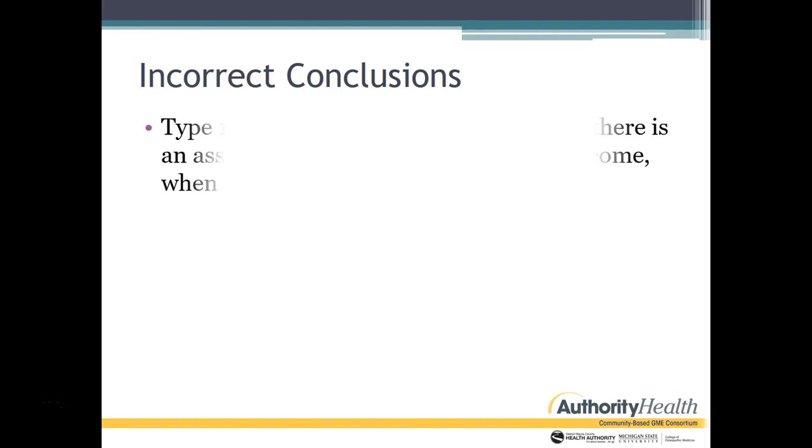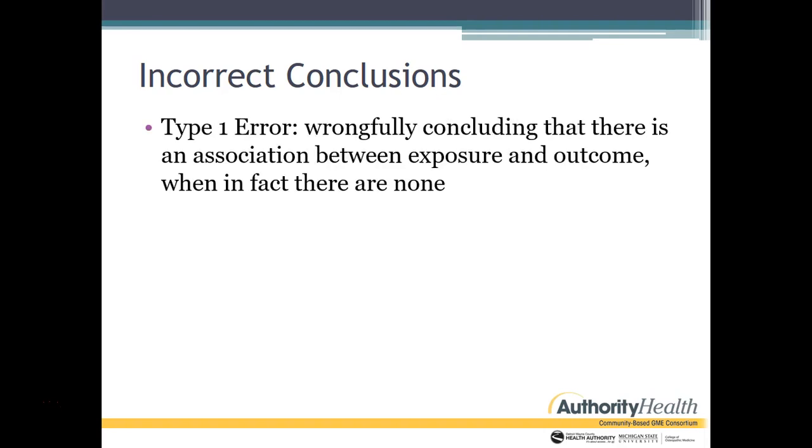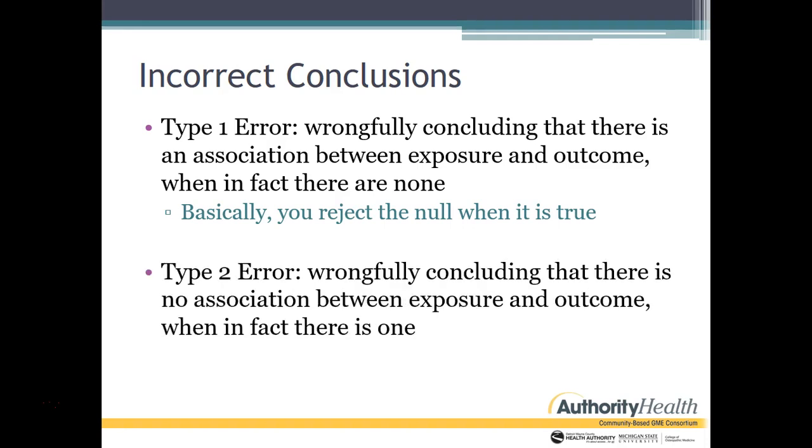All right, incorrect conclusions. Everyone hates errors, I understand. Type 1 error, wrongfully concluding that there is an association between exposure and outcome when in fact there is none. That's the definition. Basically, you rejected the null when in fact it is true. And then a type 2 error is wrongfully concluding there is no association between exposure and outcome when in fact there is one. So type 2 is failure. You failed to reject the null when it is not true.